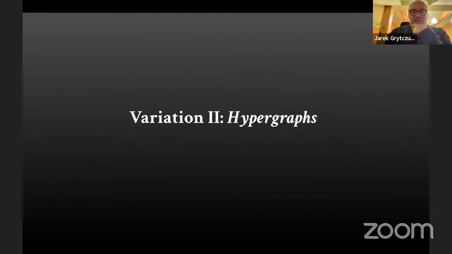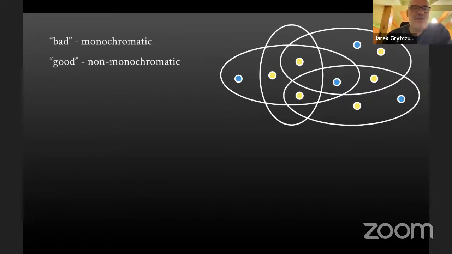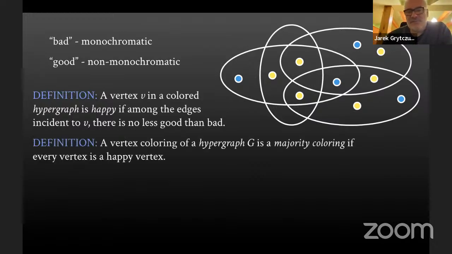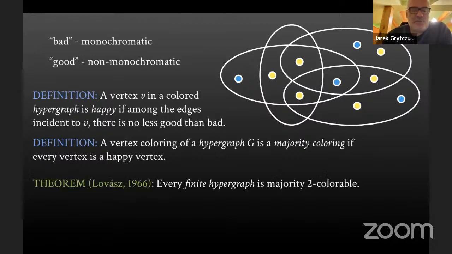So the second variation is for hypergraphs. Of course, if you like hypergraphs, then you can think about majority coloring in many different senses. The basic one maybe is that we have 2 colors, and a bad edge is monochromatic and a good edge is non-monochromatic. And again, a vertex is happy if it has at least as many good edges as bad. So these are analogous definitions of majority coloring for hypergraphs.